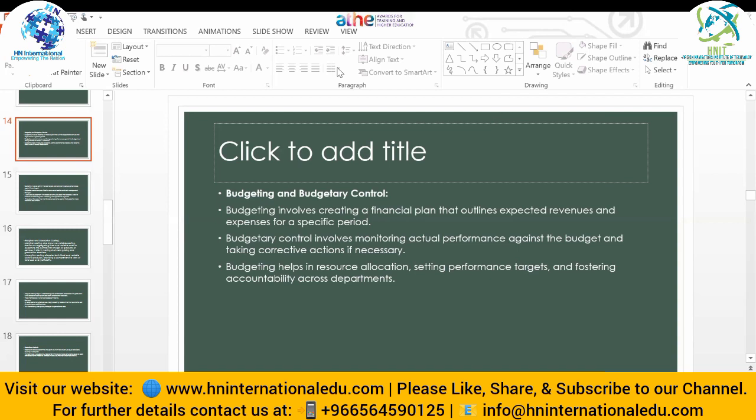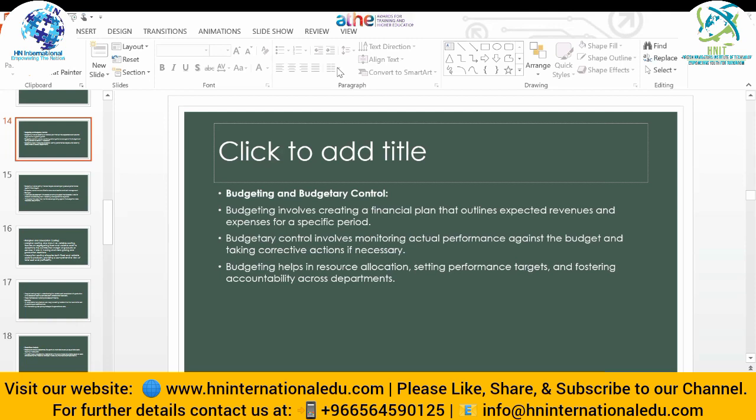Budgeting involves creating a financial plan that outlines expected revenues and expenses for a specific period. By the name, we can easily guess what budgeting and budgetary control are. Budgeting is in which we do all the calculation to remain in the budget. Budgetary control involves monitoring actual performance against the budget and taking corrective actions if necessary. That is what is happening at the moment and what we're going to be expecting in the future.